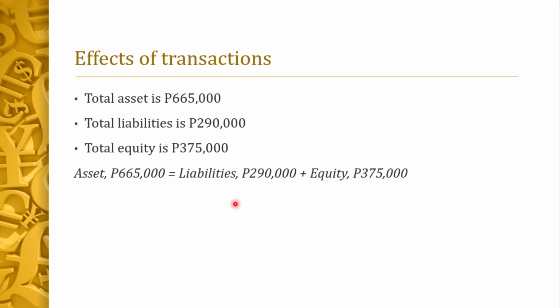So, total assets is 665,000. Total liabilities is 290,000. Total equity is 375,000. And if you get the sum of 290,000 and 375,000, it equals 665,000. So, that is the purpose of the accounting equation.